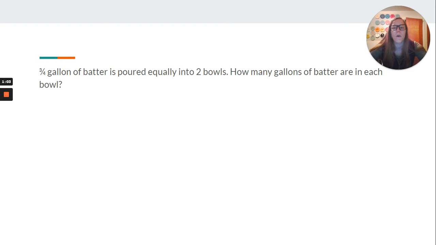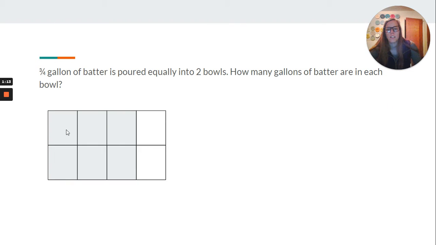So we're going to take 3/4 divided by 2, to find out how much goes in each bowl. Okay. So to do that process, we're actually going to make a little diagram here. So we have 3/4, but you might notice that there's actually 6 shaded boxes, and that's because 3/4 is equal to 6/8, and 6/8 is what can be divided into 2. So we can divide each into 3, or each into 2. So we have 3 here and 3 here.